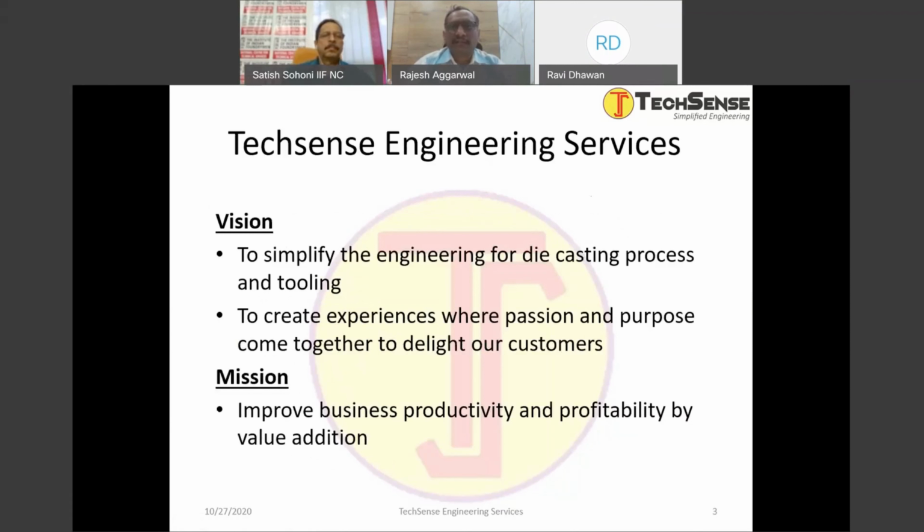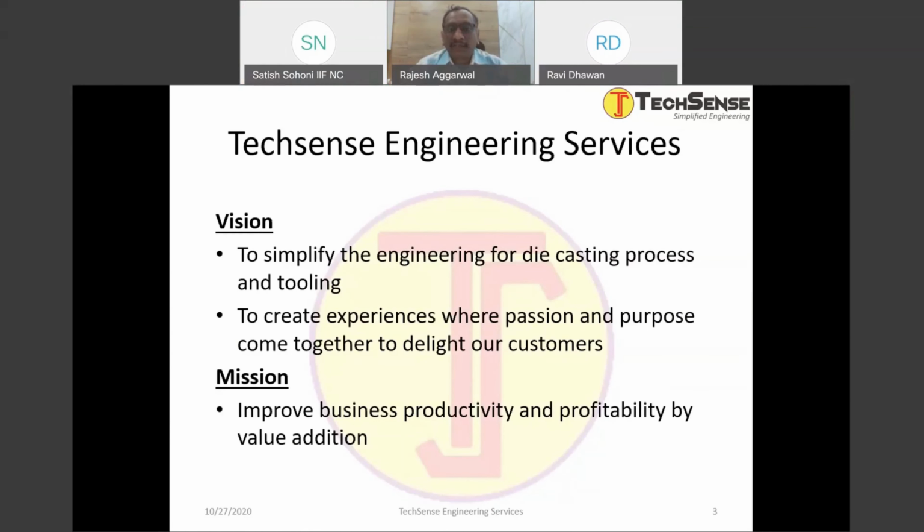TechSense Engineering Services was founded in the year 2017 with the vision to simplify the engineering for die casting process and tooling. I have a strong belief that the die casting actually is a simple process, but with our varied experience by the different people and different foundries, we make it more complicated. And my way of thinking is, if we go with the engineering way, it is easy to understand the process as well as to execute the process.